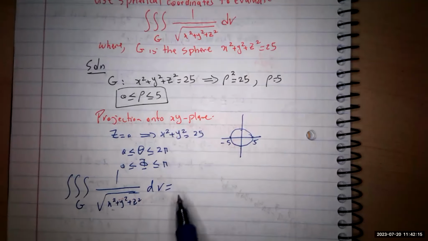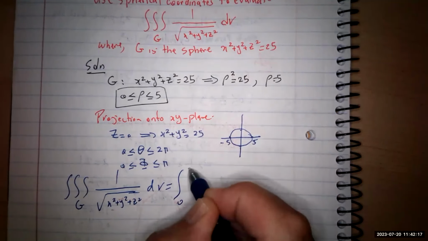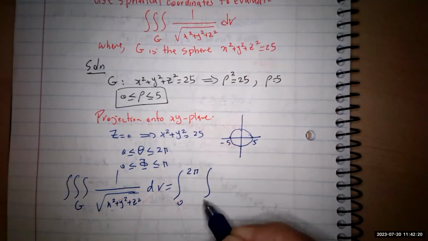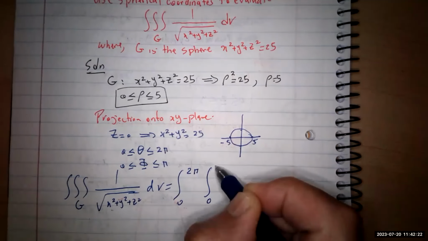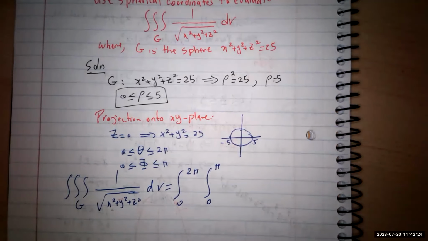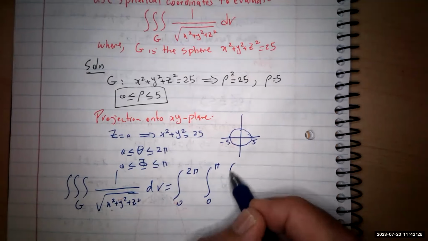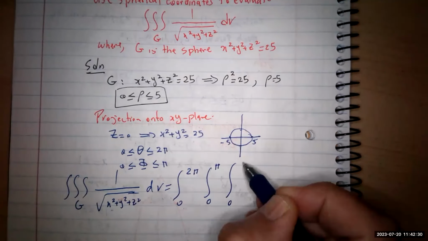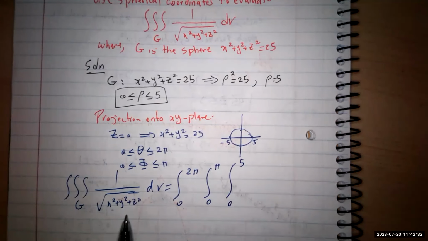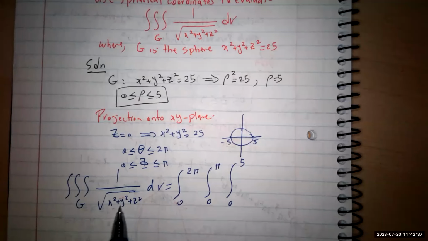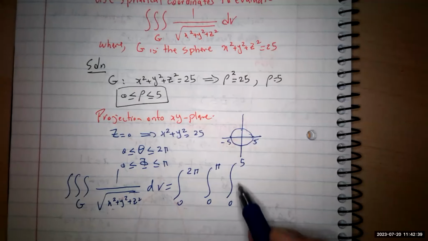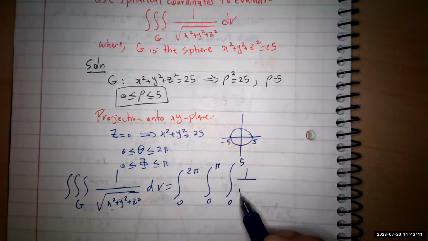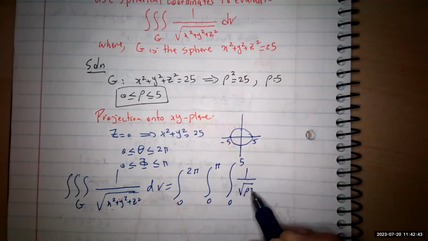We do the theta at the end, so it's going to be 0 to 2 pi. We do the phi in between, 0 to pi. You can switch it, it doesn't matter. And we do the rho first. The rho is between 0 and 5. We switch the function into the spherical form. In spherical form, this is going to be rho squared, so it's going to be 1 over the square root of rho squared.